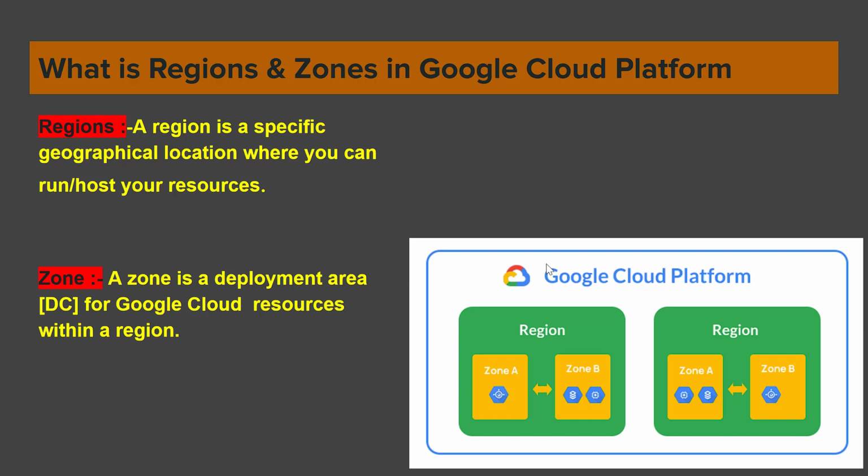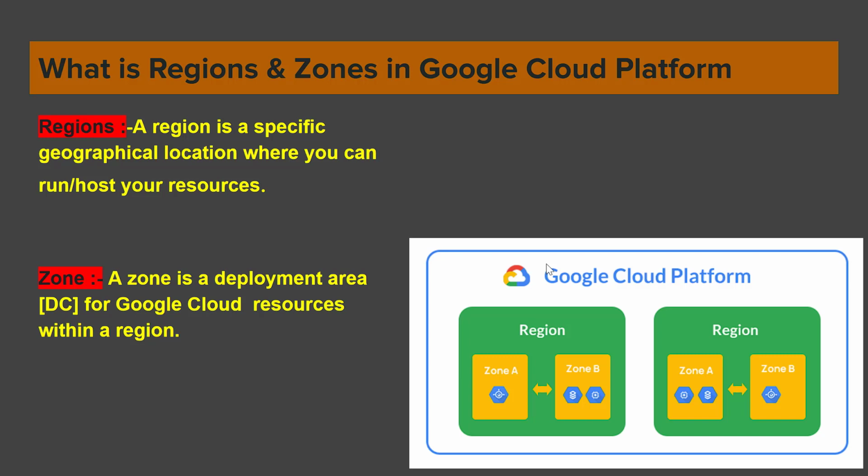Second, we talk about a zone. A zone is a deployment area for high fault tolerance, which is called a data center, or DC we can say. It's a separate area used for Google Cloud resources within a region. So it is a data center located within a region, and it is highly fault tolerant, with multiple independent clusters used for hosting resources. That is the zone and region, definition-wise.